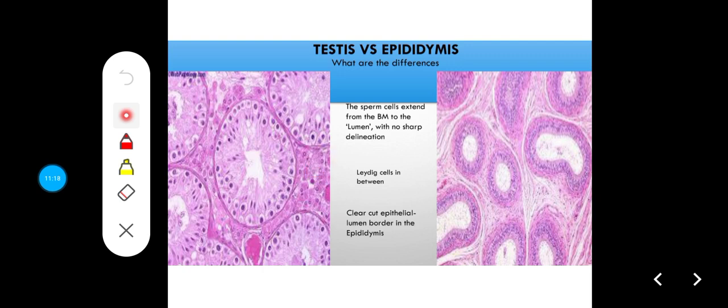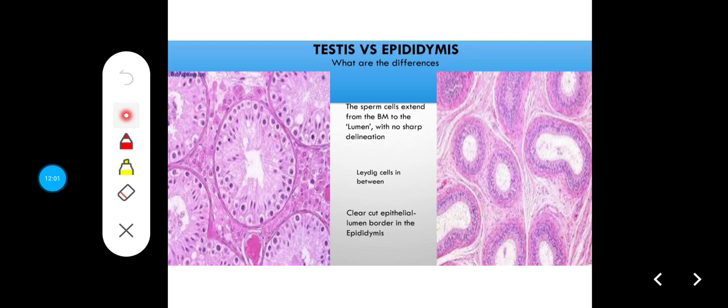So versus the clear-cut epithelial lumen border in the epididymis. Now look at this. Look at how smooth this looks. So you can say exactly that this is where the lumen of the epididymis ends. And then you can see a few clumps of spermatozoa within the lumen, because the epididymis actually stores spermatozoa. So look at this also, clear-cut lumen. This one too, very clear-cut circular lumen, and so on.